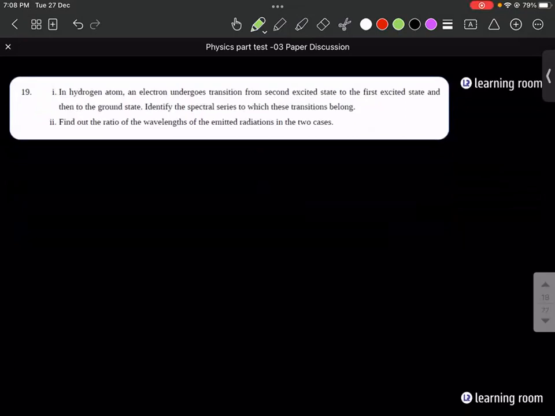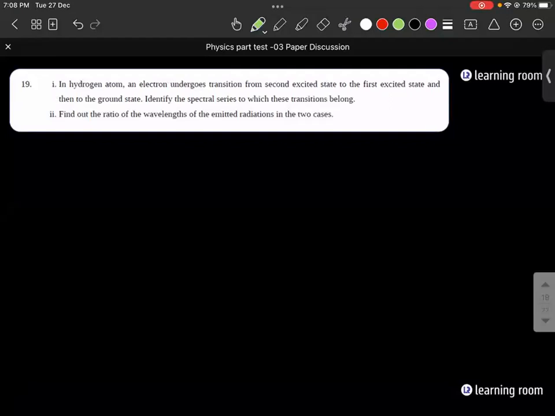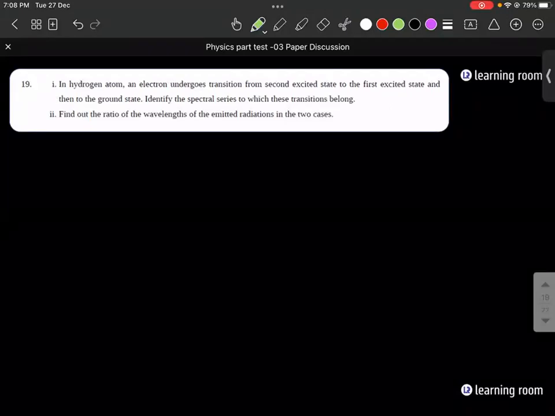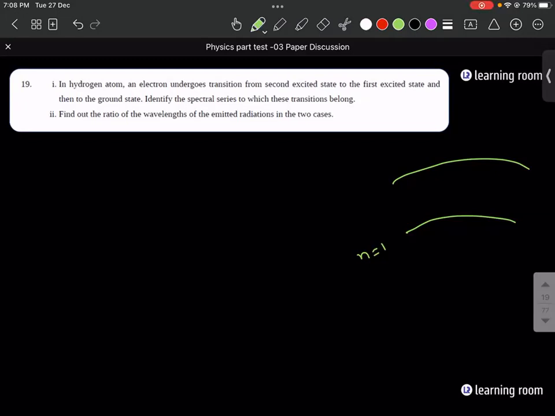In hydrogen atom, an electron undergoes a transition from second excited state to the... So read the question carefully. Second excited state means which orbit? See, this is where I've seen many people making mistakes. Second excited state, now which orbit? N is equal to 1 is which excited state? Ground state, right? It is the ground state. So many of them read the second excited state and think that N is equal to 2. N is equal to 3.